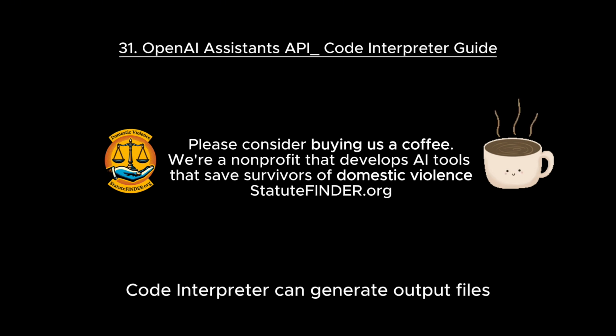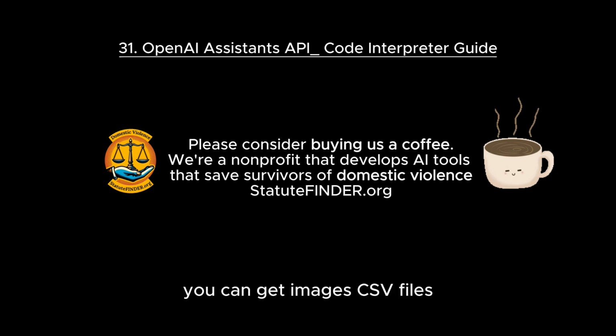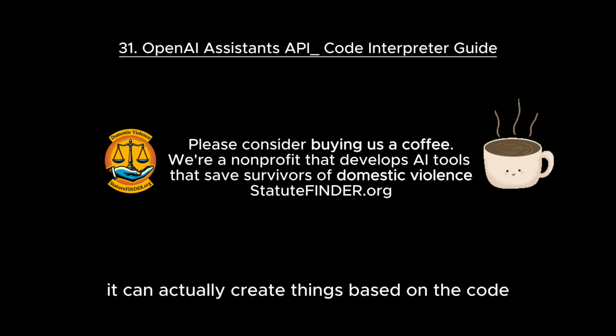Code Interpreter can generate output files, just like it can process input files. Okay. You can get images, CSV files, PDFs, and more. Hold on. So it can actually create things based on the code it runs.